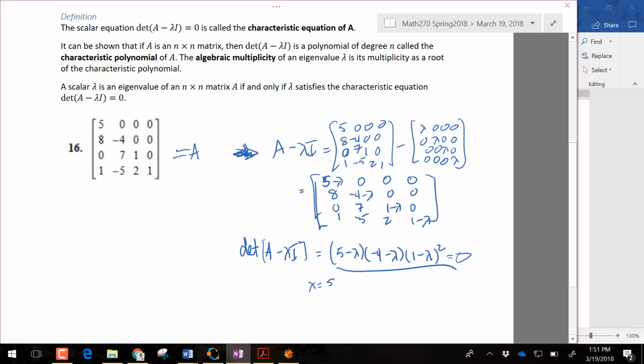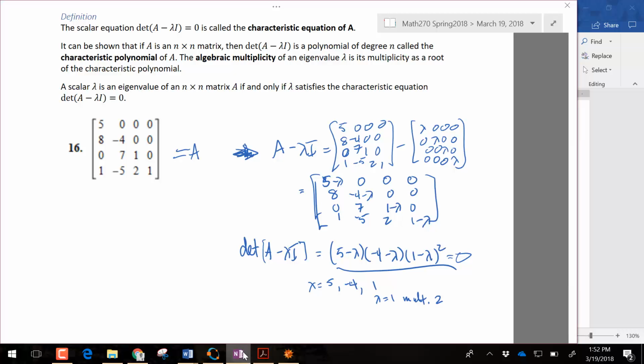So we have lambda is equal to 5, negative 4, and 1. And note that lambda equal to 1 has multiplicity 2 because it happens twice. So that's an important thing to keep an eye on also, the multiplicity of your eigenvalue. You're going to have 4 solutions. So here I have 3 distinct solutions and one of them repeats.